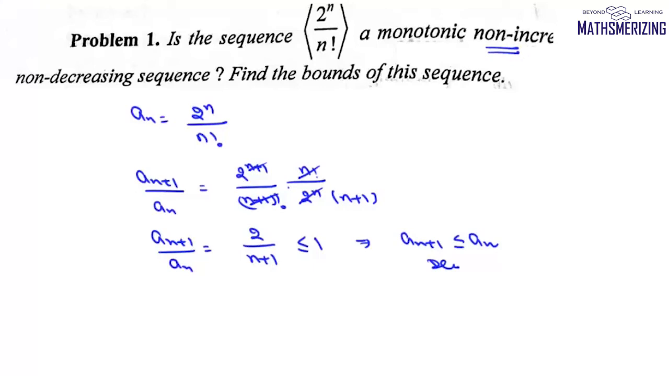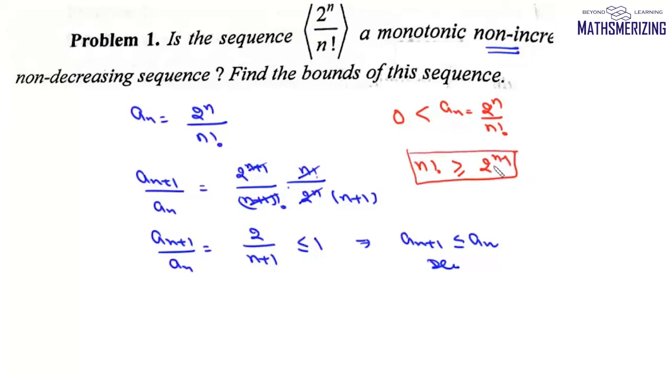Now we know that an is defined as 2 to the power n upon factorial n, and it is always greater than 0. Now we need to find its upper bound. Now we know that factorial n is always greater than or equal to 2 to the power of n minus 1. So in general, factorial n is always greater than or equal to 2 to the power of n minus 1.